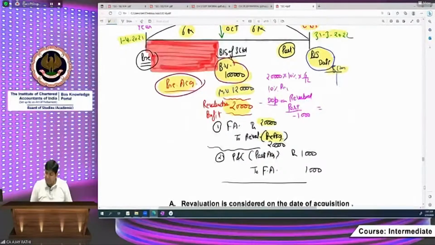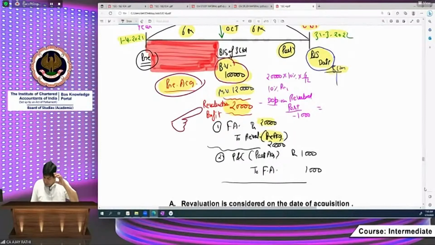Okay, beta. Now see, if such a thing has already been counted for the fixed assets, then definitely there could also be some depreciation in the post-acquisition. Yes, beta, you are right, Kishan. I am coming to the same. Don't worry, because as I told you, I am going step by step.